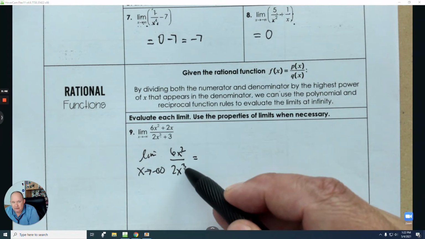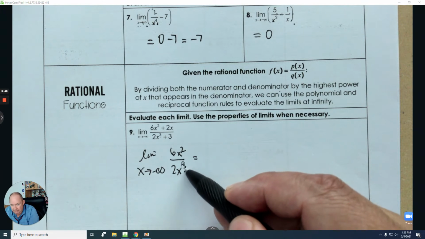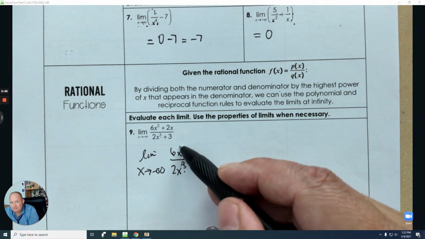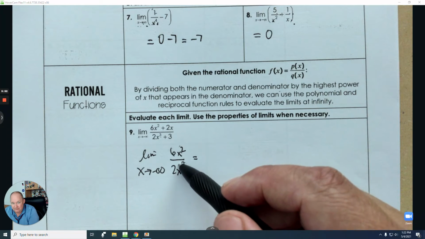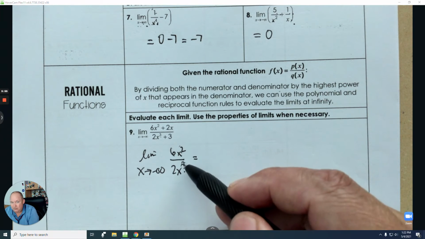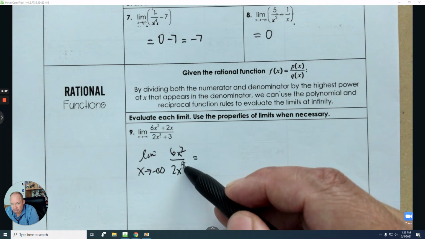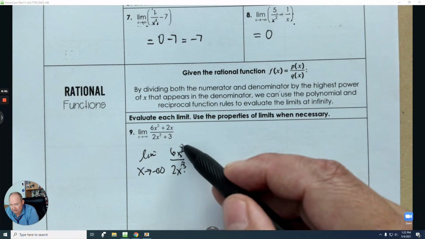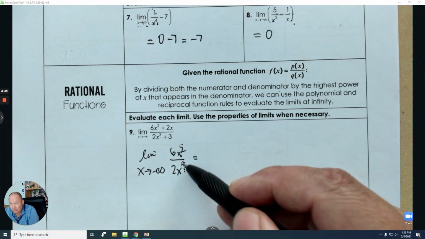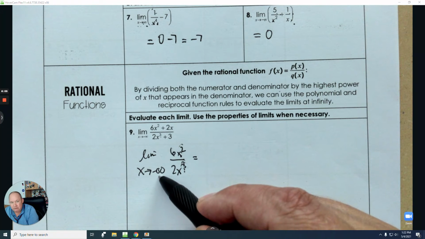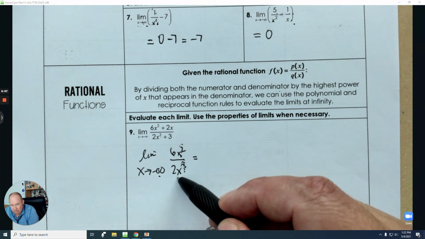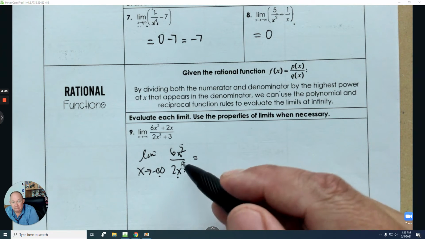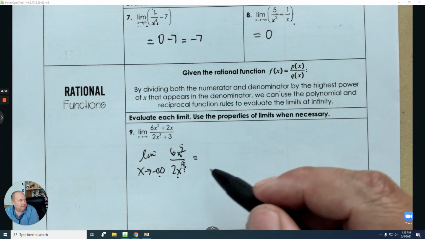So if the denominator is more powerful, and all we're looking for are the exponents on the variable, 6 divided by 2 has no power compared to the exponents. So notice the numerator is less powerful, or the denominator is more powerful. Whenever the denominator is more powerful, that tells you what direction it's going. So in this case, it's going to 0.